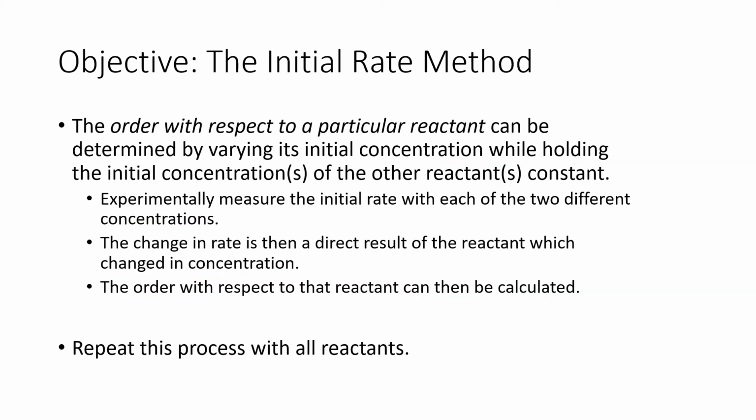So what is this initial rate method that I keep mentioning? These are pretty much the guidelines that you would use to complete this method and determine the overall orders that you're looking for. The order with respect to a particular reactant can be determined by varying its initial concentration while holding other concentrations constant. So the major idea about this method is that one reactant concentration will be changing, the other reactant should be staying constant, so that whatever change is occurring to the rate is because of the one that you're varying, okay?